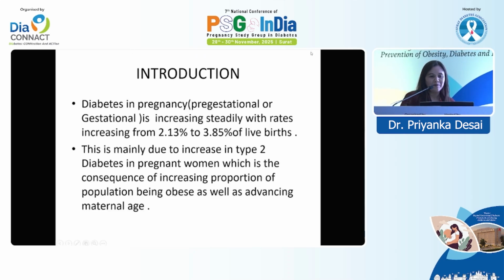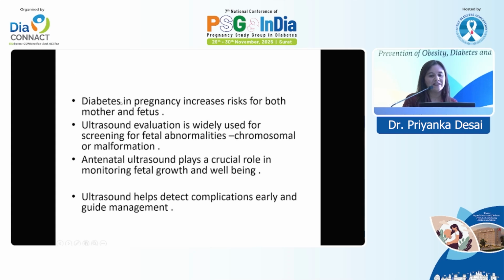So diabetes is increasing steadily, with rates increasing from 2 to 4% of all live births. This is mainly due to an increase in type 2 diabetes, which is a consequence of an increasing proportion of obesity as well as advancing maternal age. So diabetes increases risks for both the mother and the fetus.